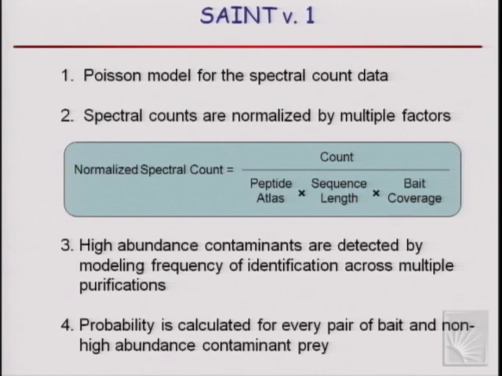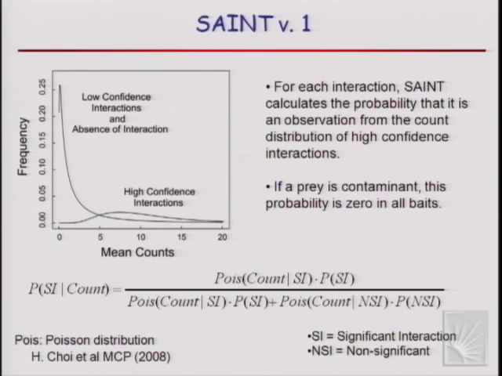So the model tries to address both of those things, and we have a two-step process implemented here. For the second step, where we assume that we can eliminate high abundance contaminants easily in the first step, we again have a mixture modeling, similar to ProteinProphet, where given the spectral count, we convert it to a probability, a number between 0 and 1, that it's a true interacting partner of the bait. And we use a Poisson distribution here.